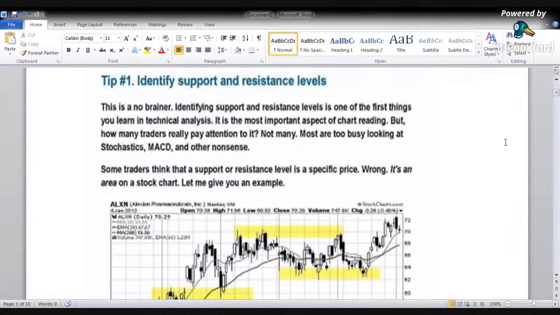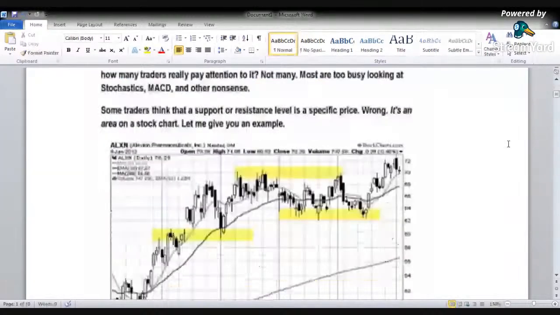So some traders think that support or resistance level is a specific price. No, ito pong support and resistance ay hindi po it is specific price. Wala pong fixed price dyan. So it is an area on a stock chart. So this is the example.